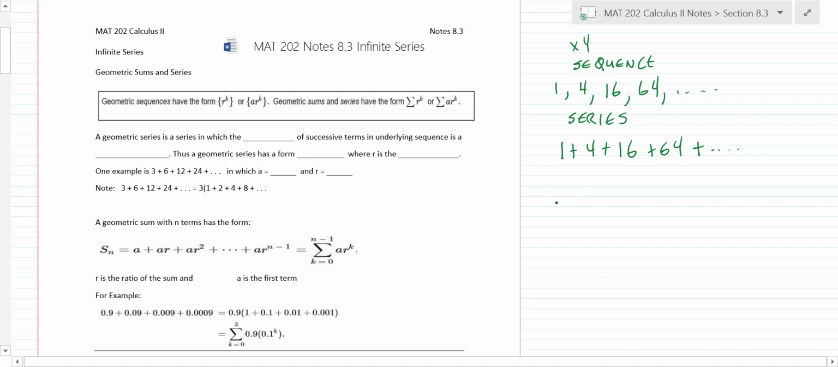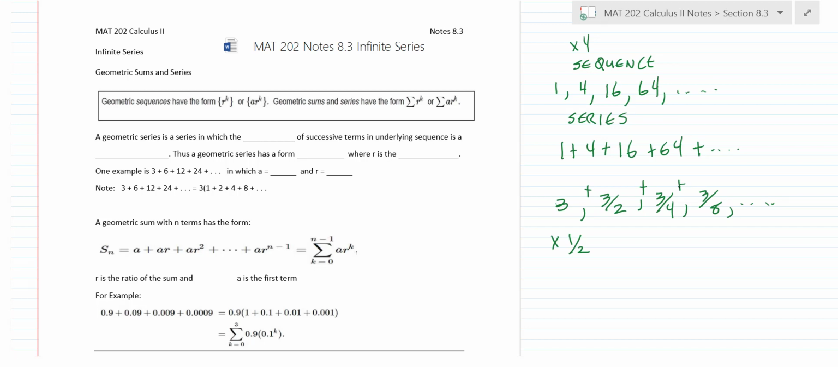Here's one more example. Let's just start anywhere we want to. Let's say we have 3, and let's say we multiply by something like a half. Well, 3 times a half would be 3 halves. If you did 3 halves times a half, that would be 3/4. And then if you kept multiplying it by a half over and over again, you would have that. So that would be a geometric sequence. And then the series would be, well, we just add them all up, okay? And sometimes it'll converge to some value, sometimes it will diverge, okay? So that's what we're looking at.